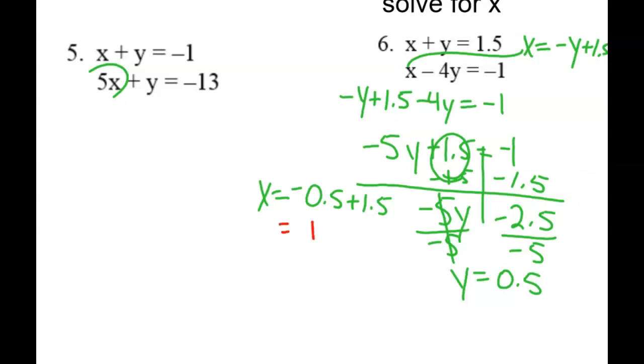What's your question? I don't know if it's stupid, but how do you get negative on the 0.5 in the x equation? Because it's negative y in the x equation? Because this was negative y, yeah? Okay, alright. Okay, so that's my answer. Okay?